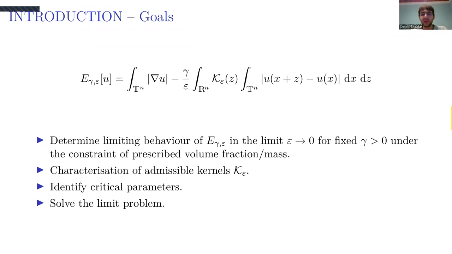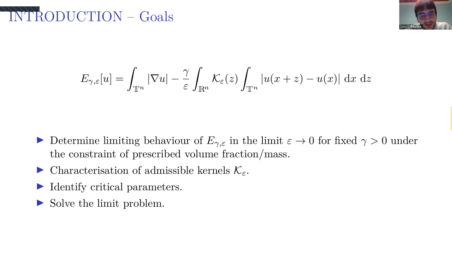Now we have a sharp interface version of our diffuse interface model, and we can ask the same questions. What we can do is try to find the gamma limit as epsilon goes to zero when gamma is fixed. When gamma is fixed, that is also related to Q being fixed. And if we find relations for gamma, we can translate them into relations for Q. So what we're trying to do now is the gamma limit for epsilon to zero for fixed gamma, under the constraint of prescribed volume fraction, which means the integral of u is conserved.